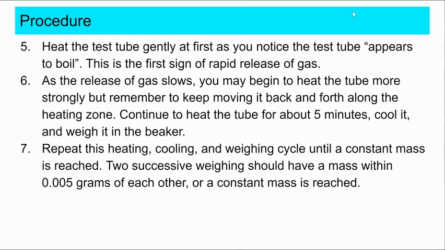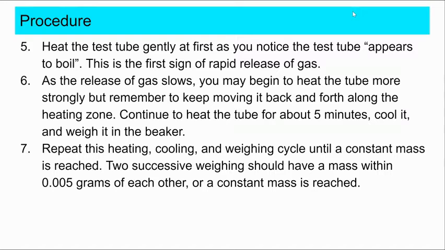All right, step 5 is to heat the test tube gently at first until we notice the test tube appears to boil. This is the first sign of a rapid release of gas. As the release of gas slows, we'll begin to heat the test tube more strongly, but we need to move it back and forth along the heating zone. We want to continue to heat the tube for about 5 minutes, cool it, and weigh it in the beaker.